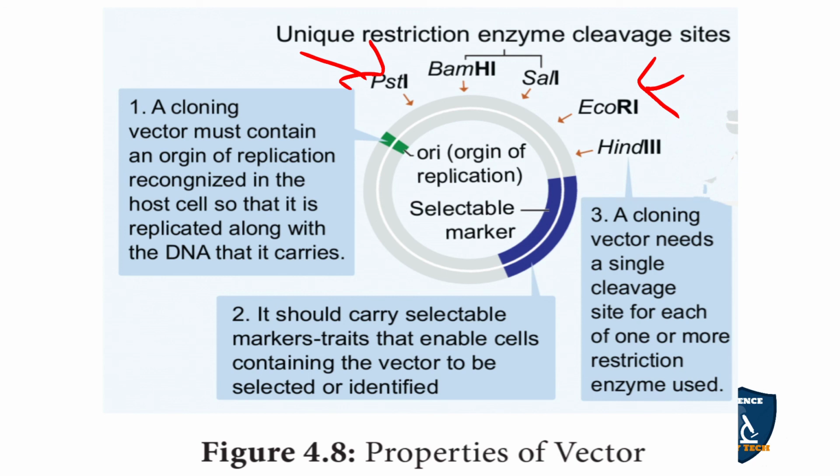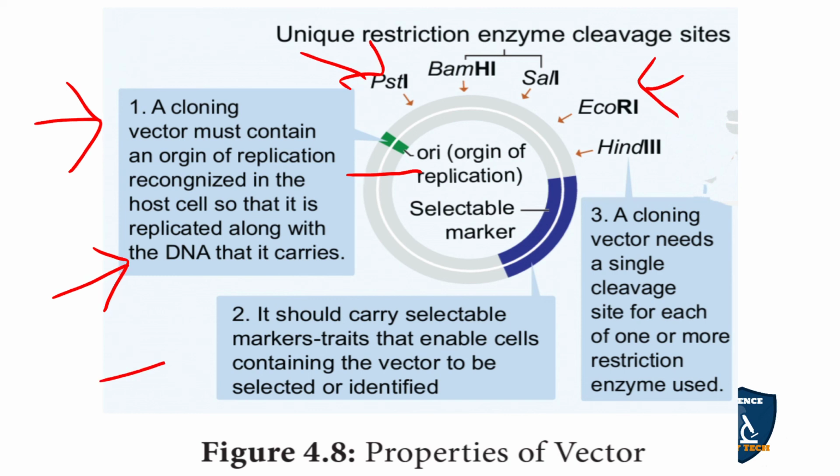So first you need an ORI, that is origin of replication. The vector must contain an origin of replication recognized in the host cell so that it replicates along with the DNA that it carries. So it needs a replication site, that is ORI. When it enters the host cell, it has to replicate along with the DNA it carries. For that, it needs an ORI.